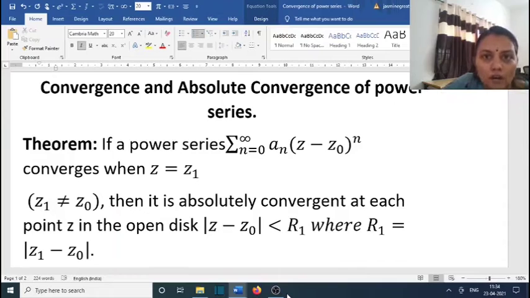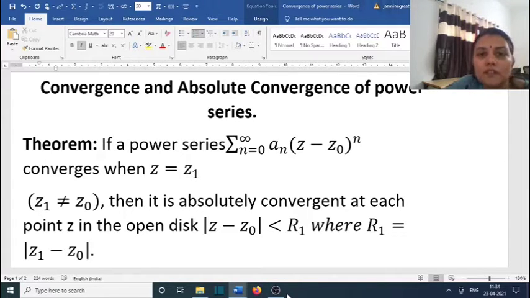Good afternoon, all. Last day we learned about power series and two important power series, the Taylor series and Laurent series. Today we have the convergence of power series to learn: where it converges, the circle of convergence and the radius of convergence, and one more concept, the uniform convergence of power series.